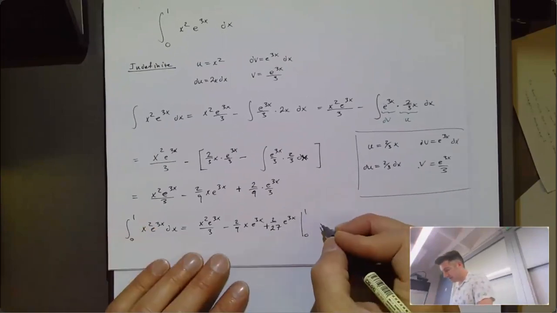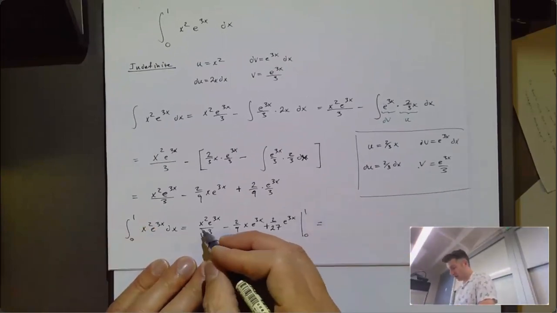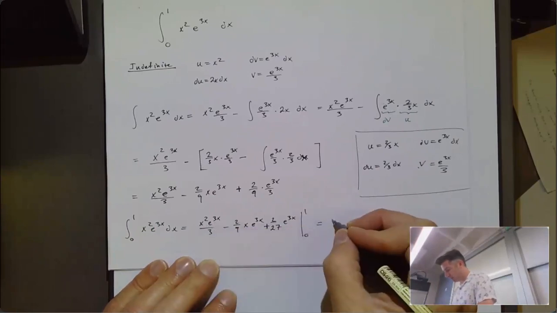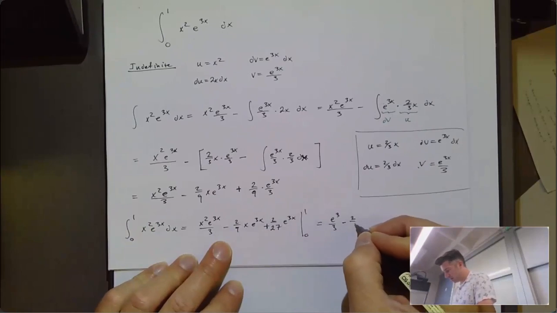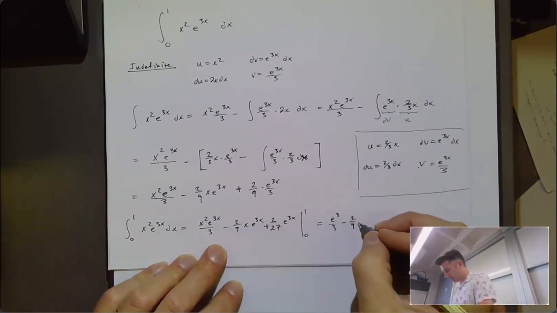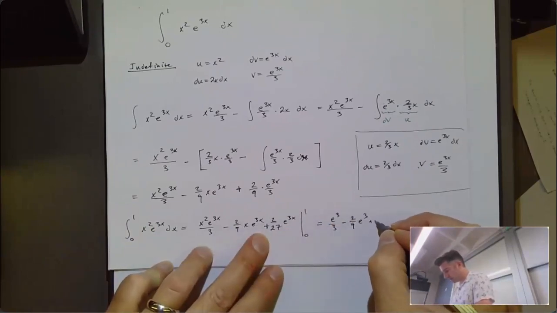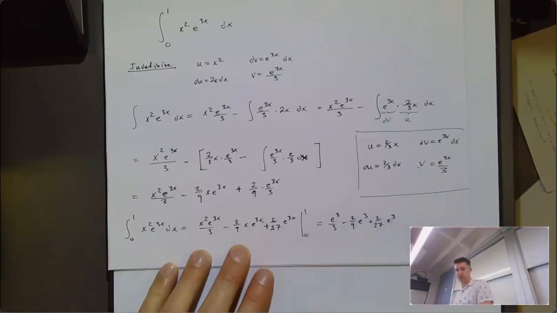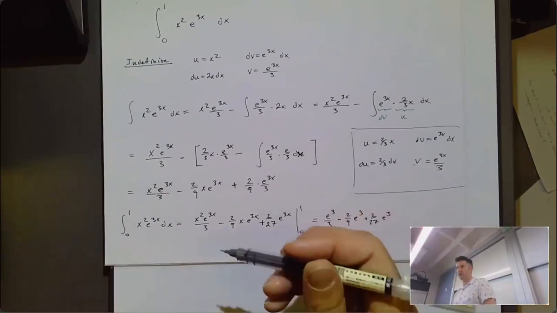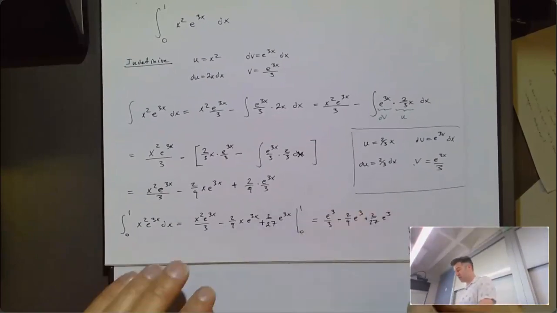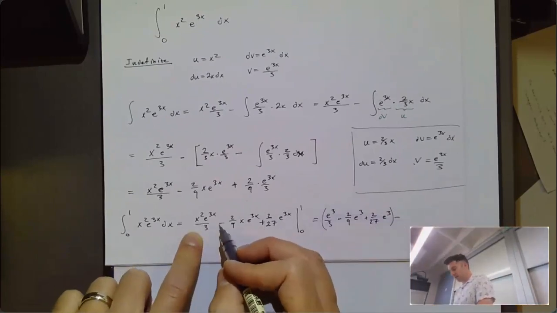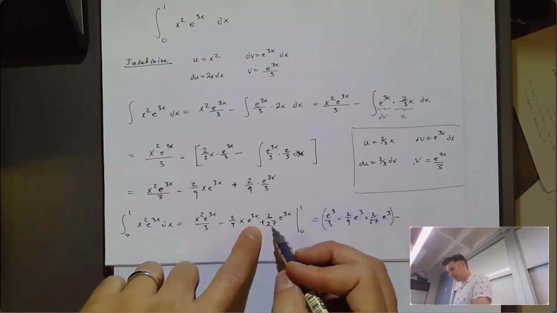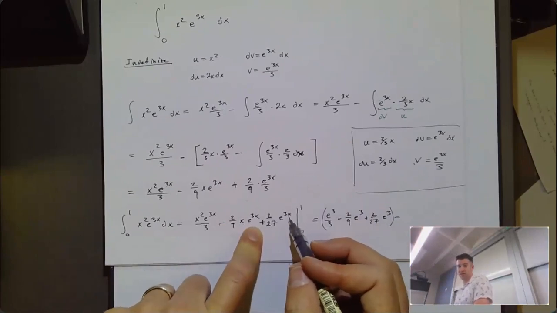Plugging in 1, I'm going to get 1 times e to the 3 over 3, so e to the 3 over 3, minus 2/9 times 1 times e to the 3rd, plus 2/27 times e to the 3rd. Now be careful. I was helping a student with a problem like this the other day. When they plugged in 0, they got all zeros, but you actually don't. Because when we plug in the 0, we end up getting 0 minus 0 plus 2/27 times e to the 0, which is 2/27 times 1.